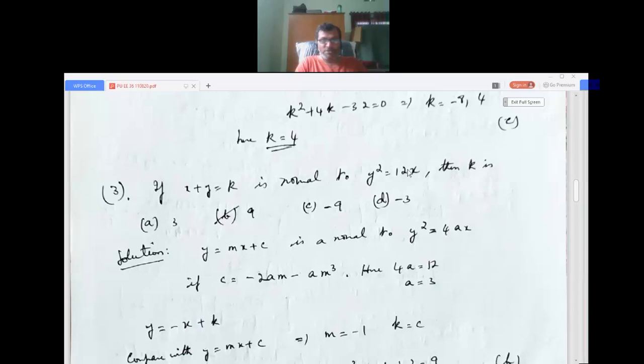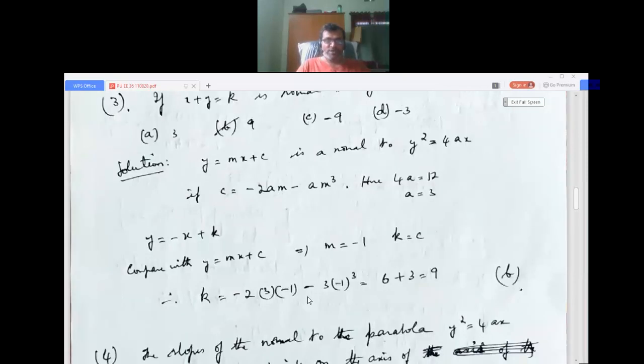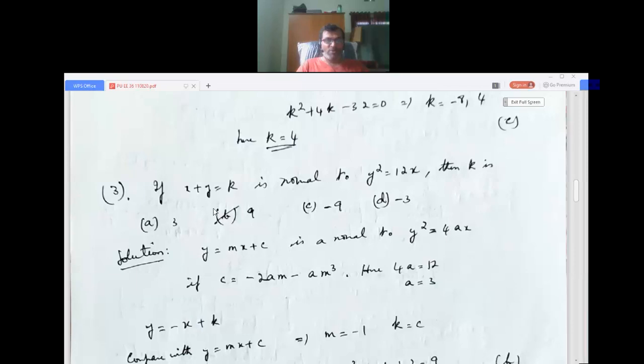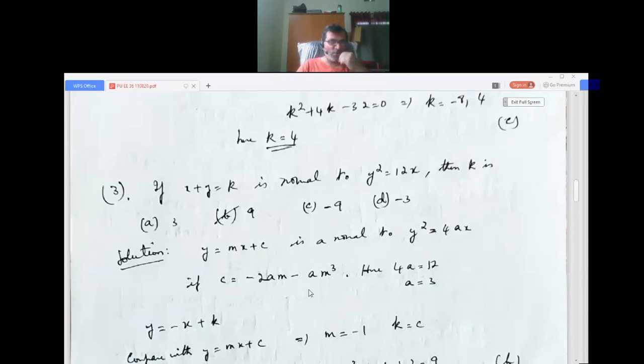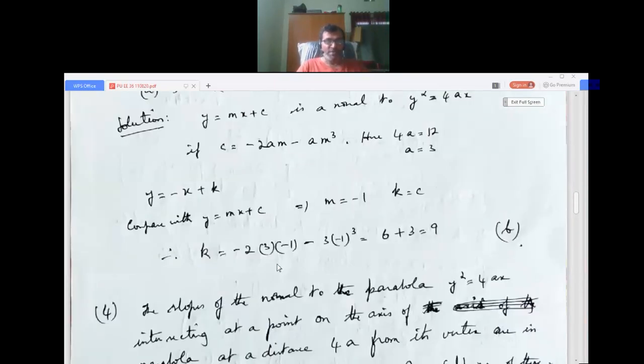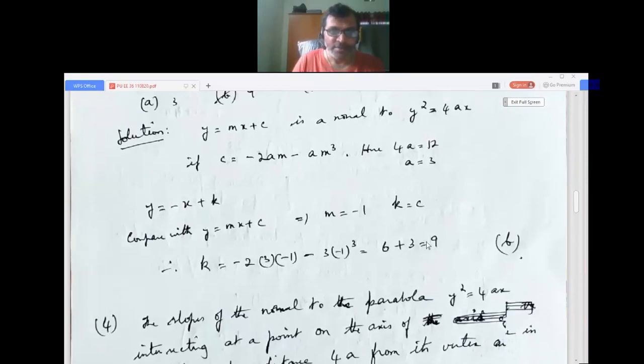So what happens? 4a is 12, so a is equal to 3. So I get here y equals minus x plus k, because from here it is a normal. If you compare with y equals mx plus c, m is minus 1 and k is c. So now we use it here in the standard form for the normal. The formula is c equals minus 2am minus am cubed. Use the formula. We get k as 9. So the option is 9.